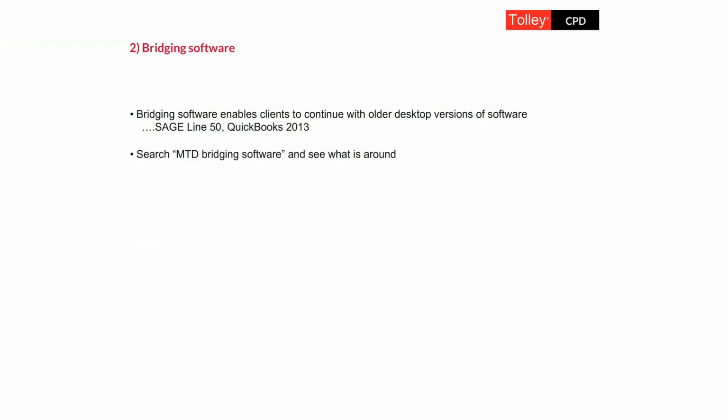Now, do search MTD bridging software on the internet and see what's around. There's lots. HMRC also have a website with a list of approved providers. And on that list, you'll see loads of them. There's Avalara, PTP have got one, there's BTC, there's VT are releasing one, there's loads.